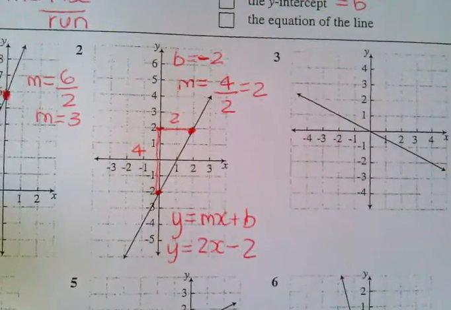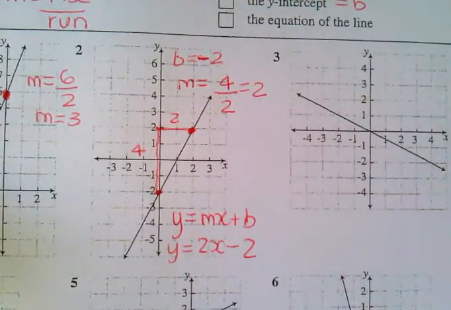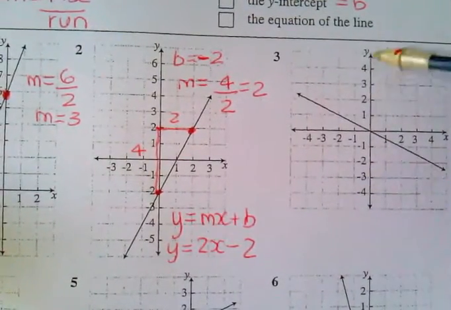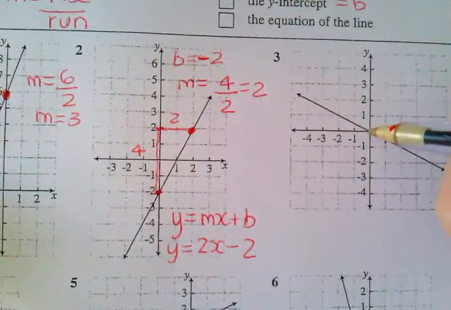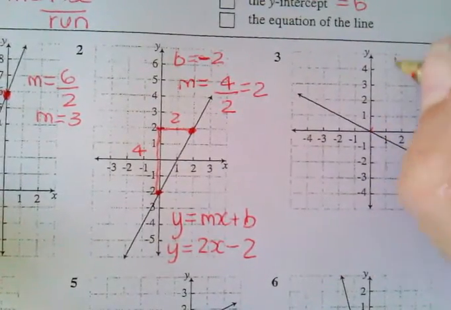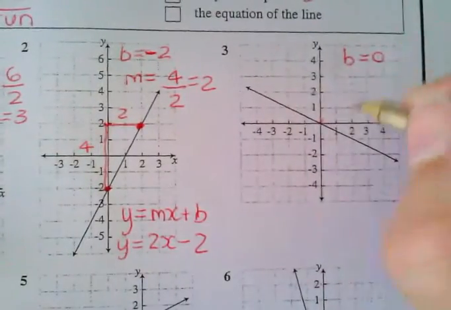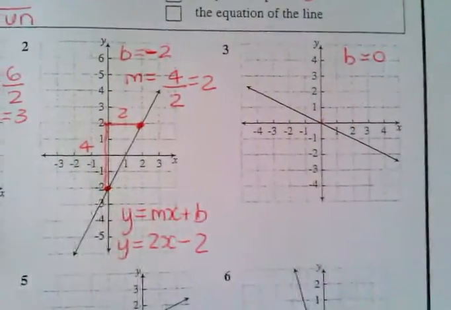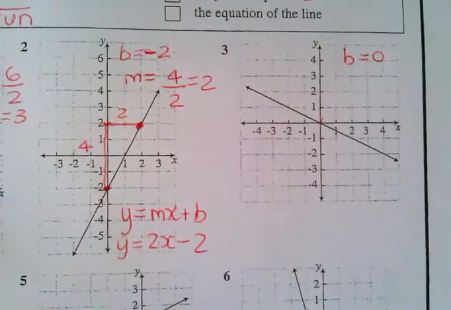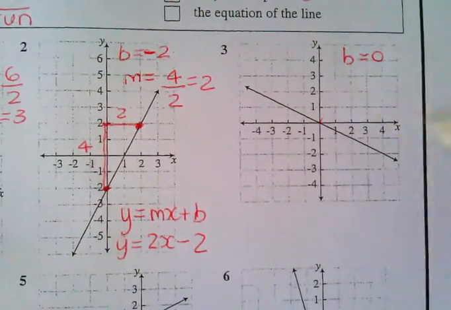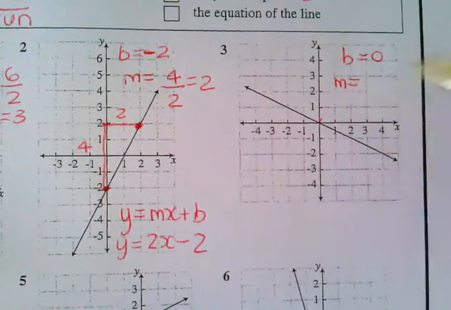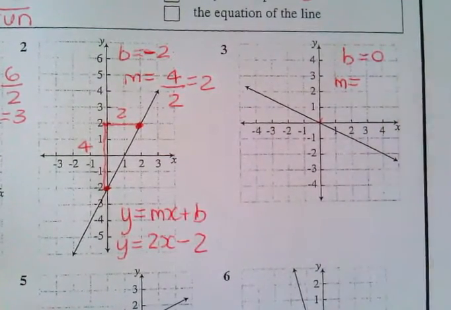Looking at this line, I can see it's got a negative gradient. Where is my y-intercept? Well, it cuts through the origin at 0. So the b is 0, the y-intercept is 0. Now let's look at the gradient. I can see I've got a negative gradient, but I have to find 2 points on the line that I can read really clearly. So m is, again, rise over run.